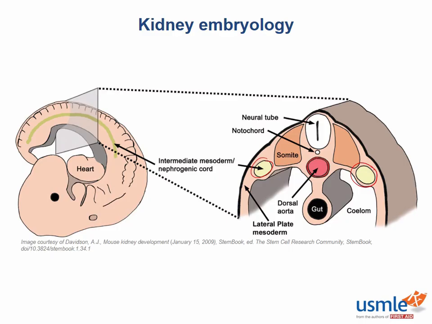Quickly, what are some tissues you know originate from the mesoderm layer? Muscle, bone, connective tissue, cardiovascular system, and lymphatics are just a few. Now, the nephrogenic cord spans from the cervical to the sacral regions of the developing fetus, eventually giving rise to the three stages of the fetal kidney, the pronephros, mesonephros, and metanephros.